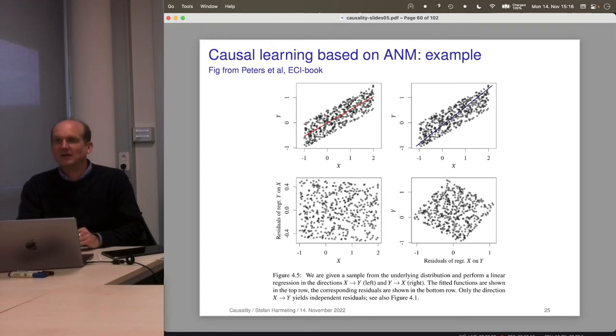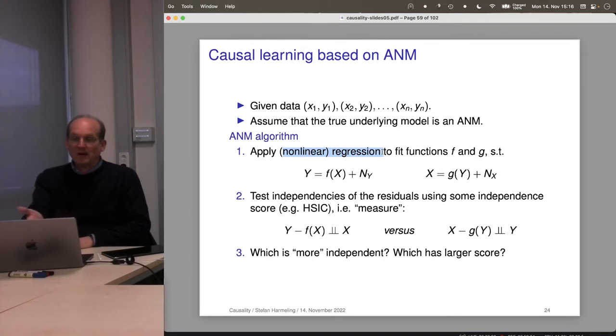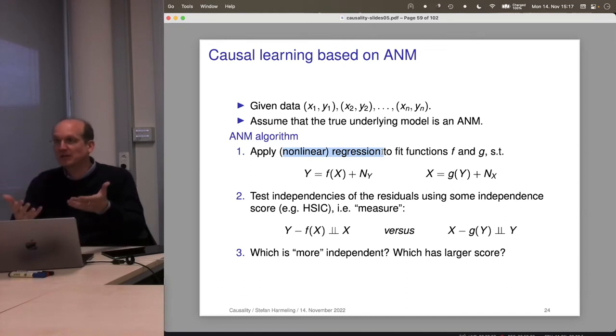Where's machine learning now? Oh, we can use machine learning in this step here. We can do whatever we want for the nonlinear regression. Okay, you can run a neural network, or you can run a support vector regression, or whatever you like. That's maybe why these methods were developed in a lab for machine learning. So the lab is at the Max Planck Institute in Tübingen for Bernhard Schölkopf, where Dominik Janzing and Jonas Peters worked at that time. And they developed these methods, but coming from the machine learning perspective.